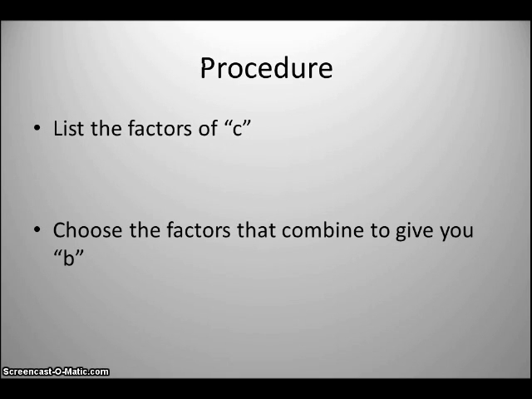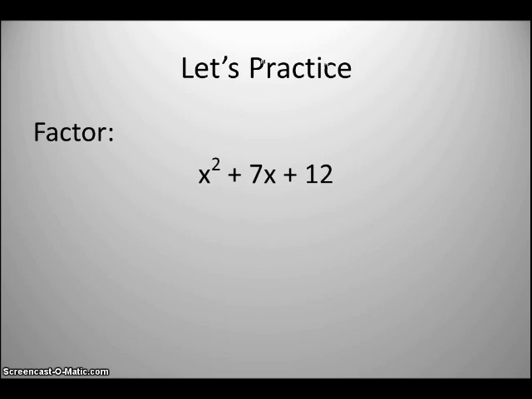So our procedure for factoring this type of problem is we're going to list the factors of c, then we're going to choose the factors that combine to give us b. So let's take a look at one. We have x squared plus 7x plus 12.